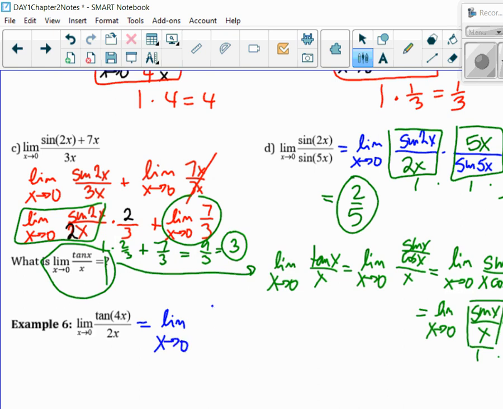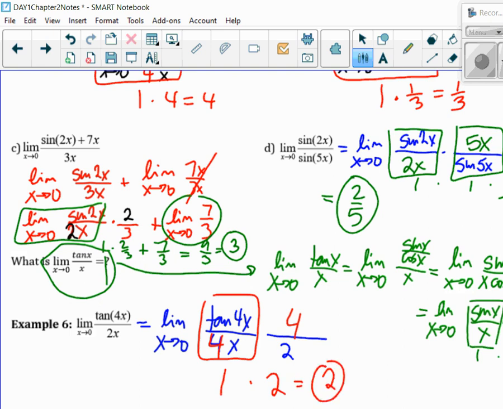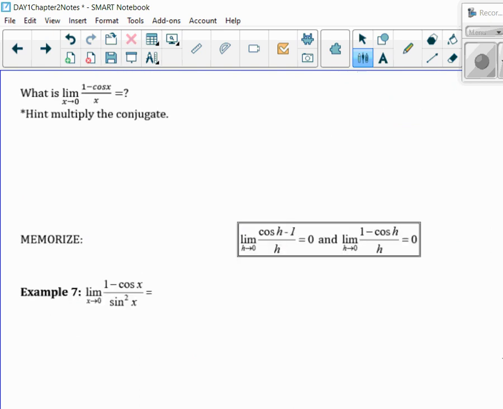Okay, so I'm going to set up the tan 4x over. Now, this 2, I'm just going to move the 2 over and leave the x there. You don't have to do it this way, but that is one way. This is still the same question. So then just put a 4 there. I'm going to do it in a different color. A 4 here and a 4 here to compensate. There's your 1. 1 times 2 is 2. Okay. All right.